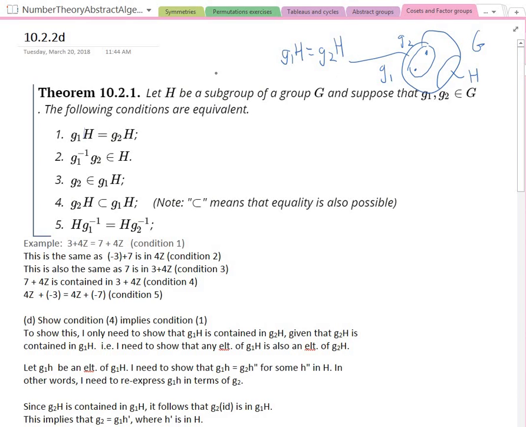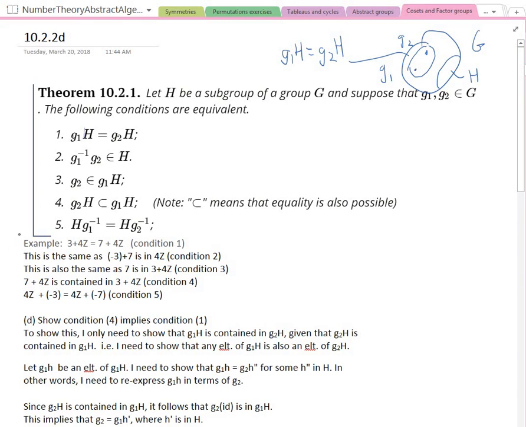Then you can conclude all these other things as equivalent conditions. G1 inverse G2 is in H, G2 is in G1H, G2H is contained in G1H, and HG1 inverse equals HG2 inverse. Right? So notice that 4 seems to be a weaker condition than 1, but as soon as you show one coset is contained in the other one, then in fact the two cosets are equal.